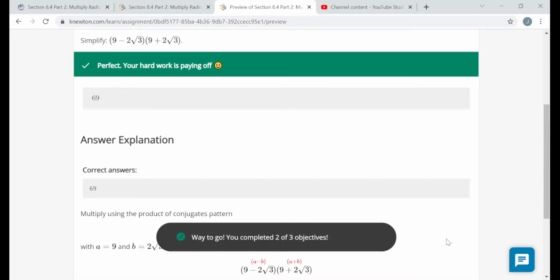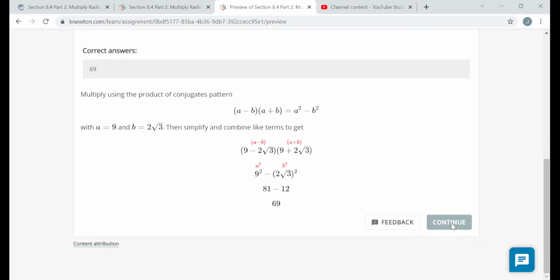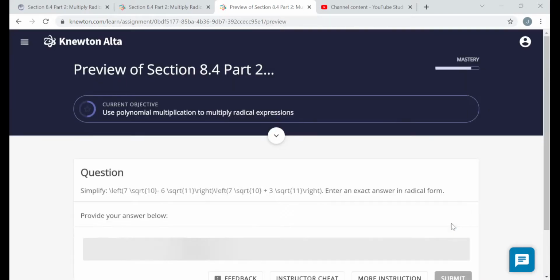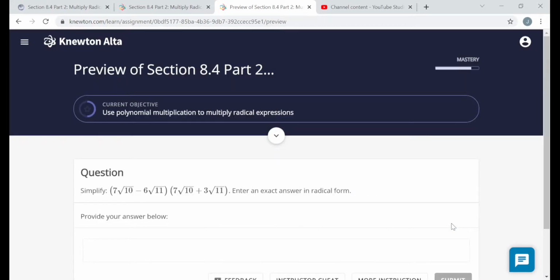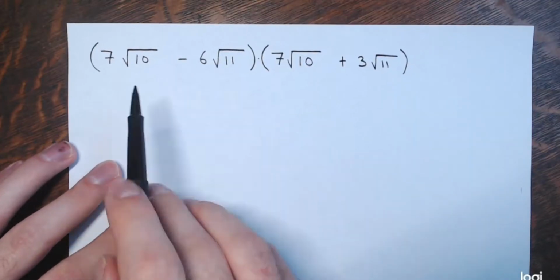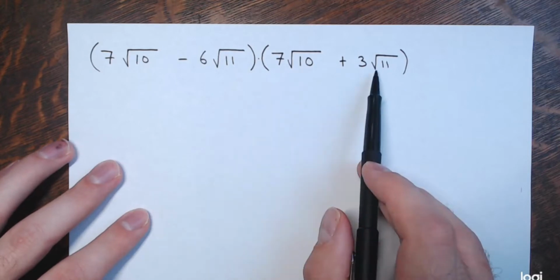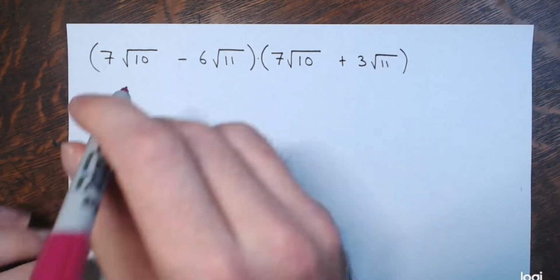Okay, great. And then the last couple questions should be on, and I'm going to do exactly what I've been doing with these radical expressions with multiple terms, which is distributing. Lots of distributing, multiplying the way I would multiply polynomials. So let's do that again here. Once again I have a radical expression with two terms times another radical expression with two terms. I'm going to do a lot of distributing.